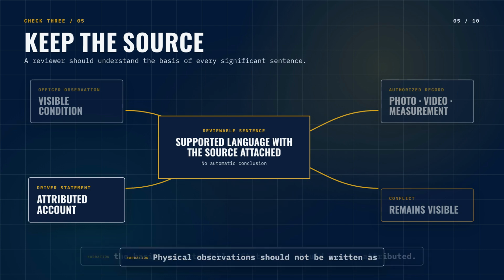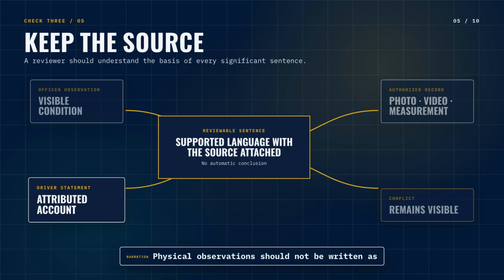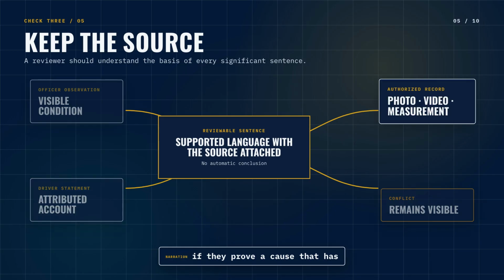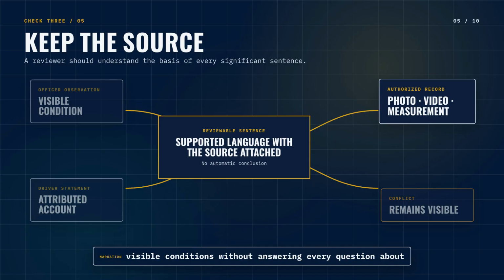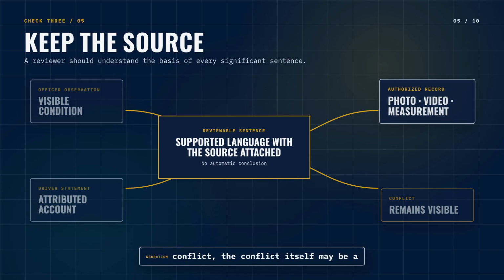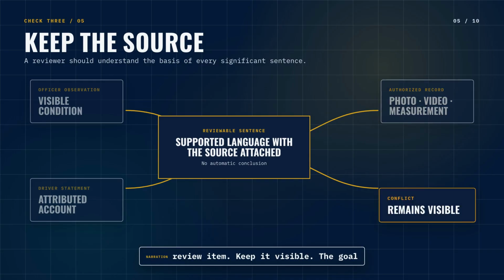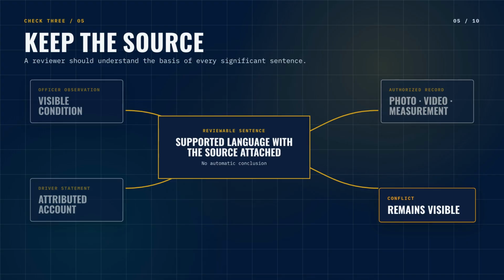Statements should remain attributed. Physical observations should not be written as if they prove a cause that has not been established. A photograph can document visible conditions without answering every question about how the crash occurred. If 2 sources conflict, the conflict itself may be a review item. Keep it visible. The goal is not to make every detail agree. The goal is to show what is supported, where it came from, and what remains unresolved.